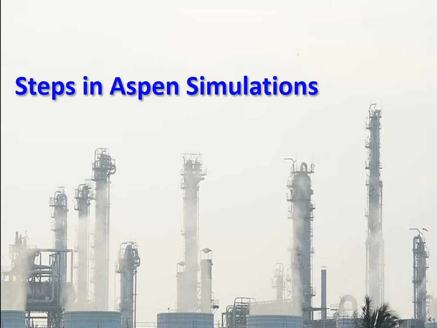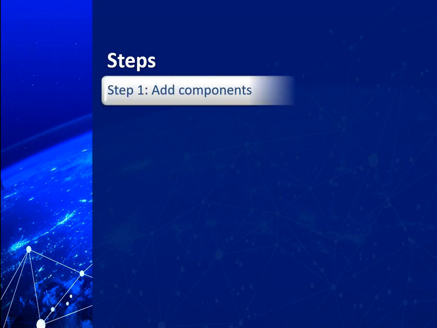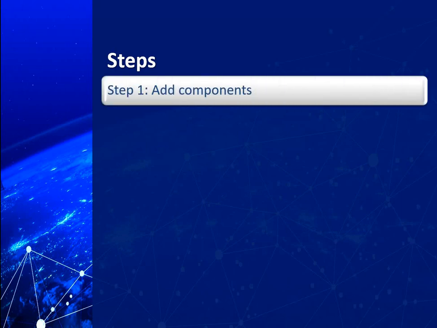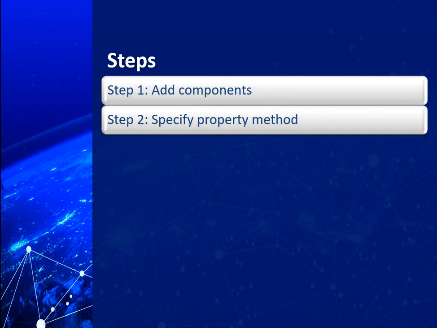Now we will discuss quickly what the steps in Aspen simulation are. So these are the major steps. Step 1 is add components. This means you have to add the compounds which will be used in a simulation, like methane, ethane, propane, pentane, like this. Then step 2 is specify property method. So here you have to specify the method like NRTL, Peng-Robinson. There are so many methods in property. Aspen will calculate the property based on the property method you supplied.